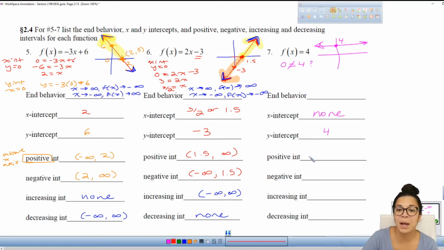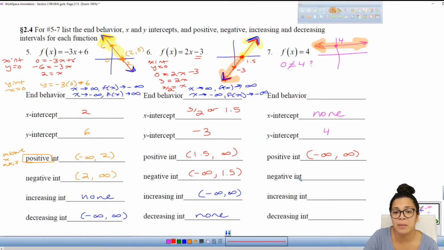Now, looking at the positive interval, what piece of the graph is above the x-axis? Well, the entire thing is above the x-axis, right? So the positive interval would be the entire function from -infinity all the way to +infinity. The y value is always 4. Literally, the function is y value equals 4. That's it. So regardless of the input, the y value is 4. So the positive interval will be the entire function.